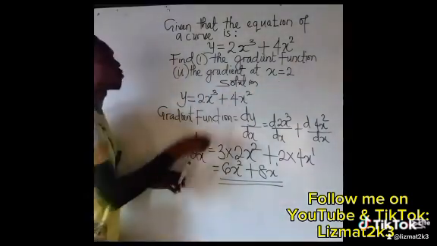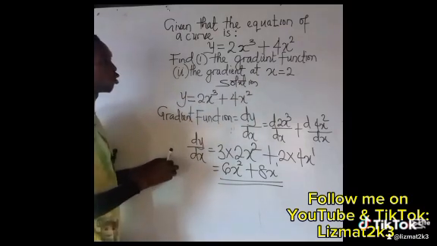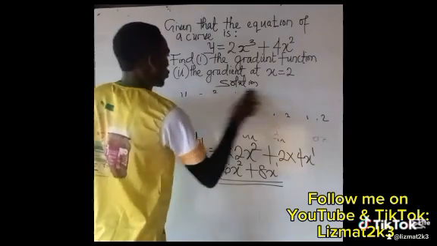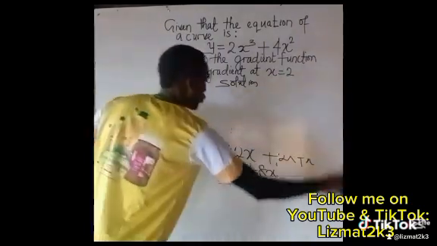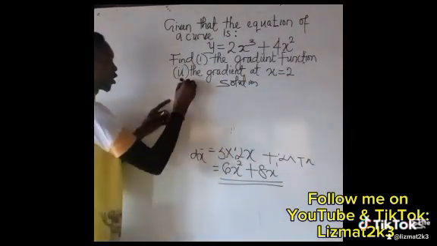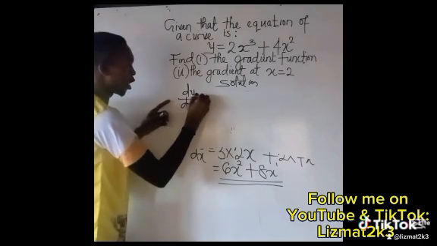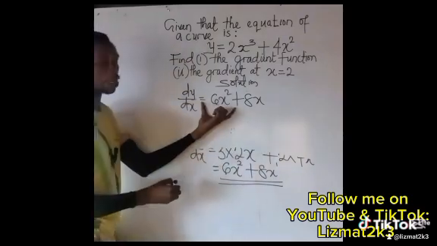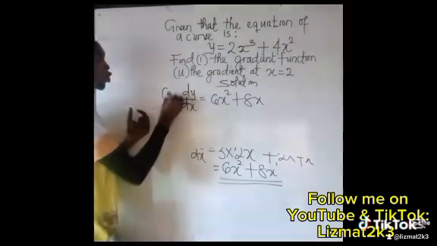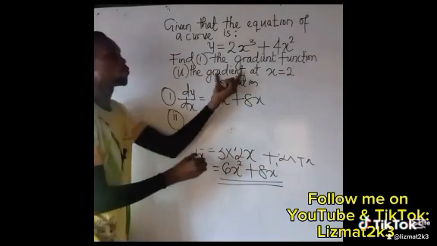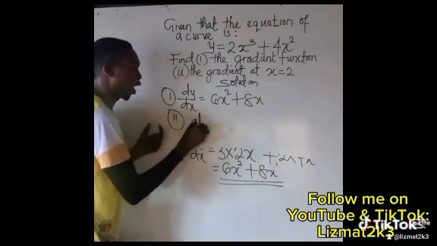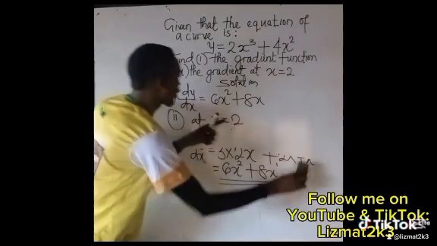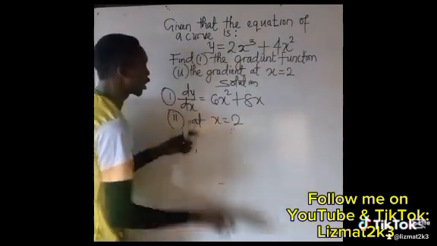Of course, how do we now find the gradient at x equals 2? So we have the gradient function, dy/dx, is 6x squared plus 8x. This is the gradient function. So that's for question one. Then for question two, to find the gradient at x equals 2 simply means I am going to substitute x as 2 in the gradient function.